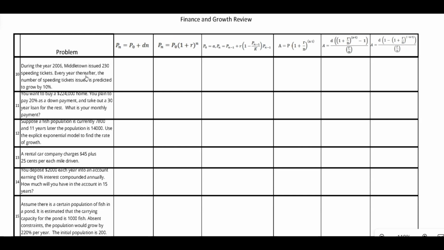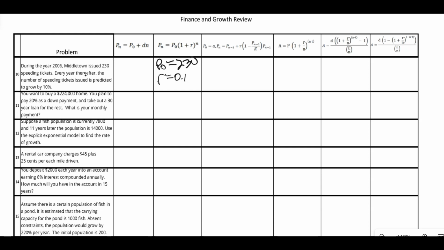So what do we have during the year 2006? Okay, so we have the initial value, P sub 0, is 230. Every year after, the growth is 10%. And we don't have any more information. We don't have how many years in the future they want to predict or any value in the future. So that's all the information we have for this formula. We would need more information to use it.